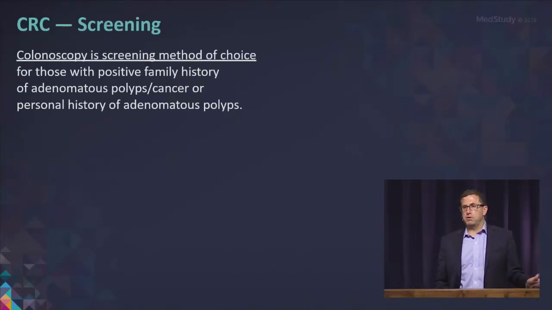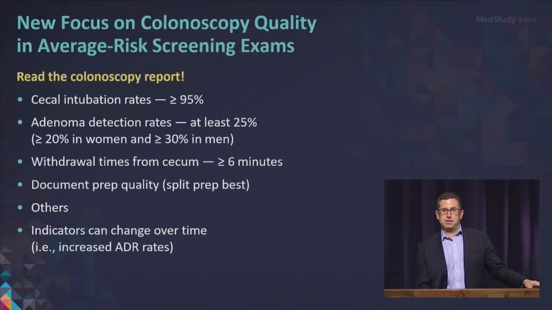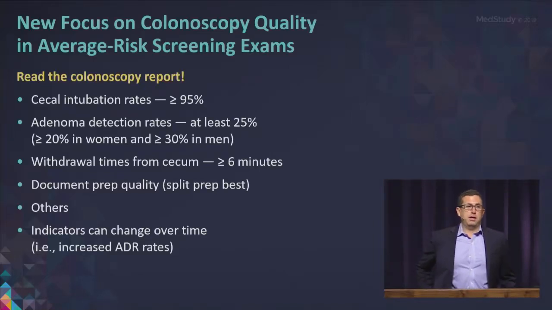So if you're higher risk, and for example, if you have a strong family history or you have a history of polyps or cancer, you're not going to want to do stool-based tests. You're going to want to do a colonoscopy because that's the highest sensitivity exam. I would urge everyone to read the colonoscopy reports in their clinic, or if this shows up on a test.